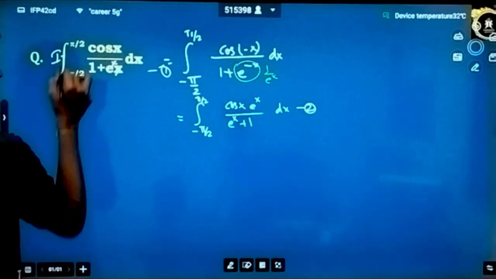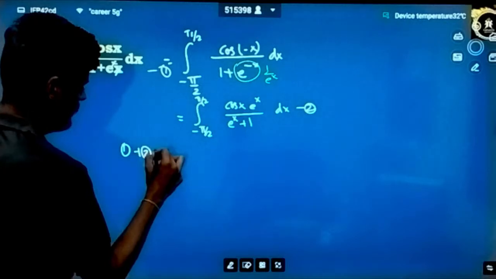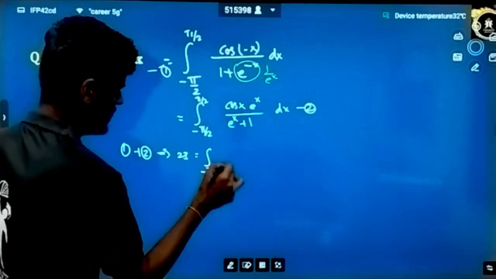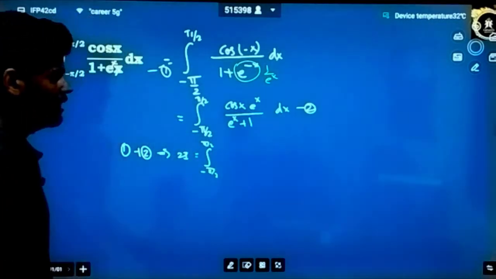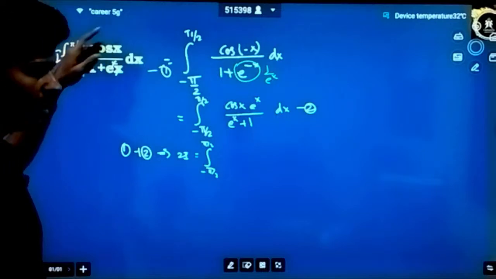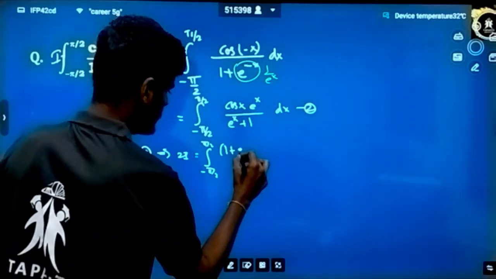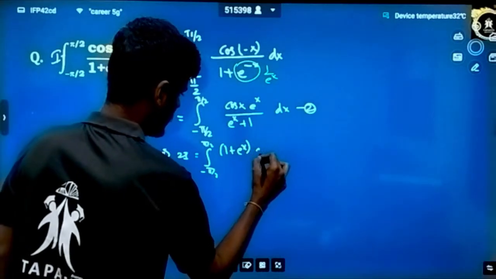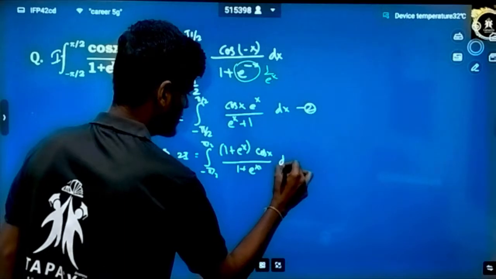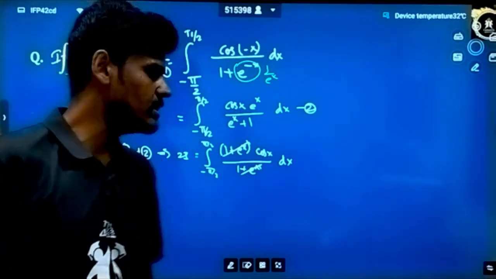Let this be I. When we add these two, 1 plus 2 implies we will get 2I, that is equal to the integral between minus pi by 2 to pi by 2. The denominator is the same in both, the numerators are cos x and e power x cos x. That means 1 plus e power x into cos x divided by 1 plus e power x dx. Now these two will get cancelled. The function becomes very simple to integrate.